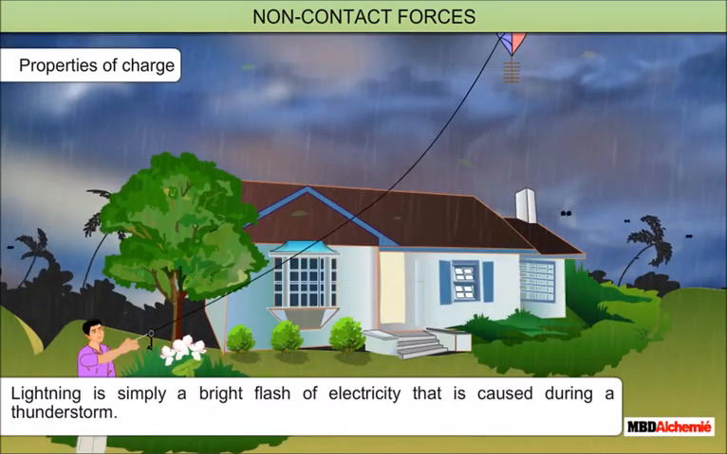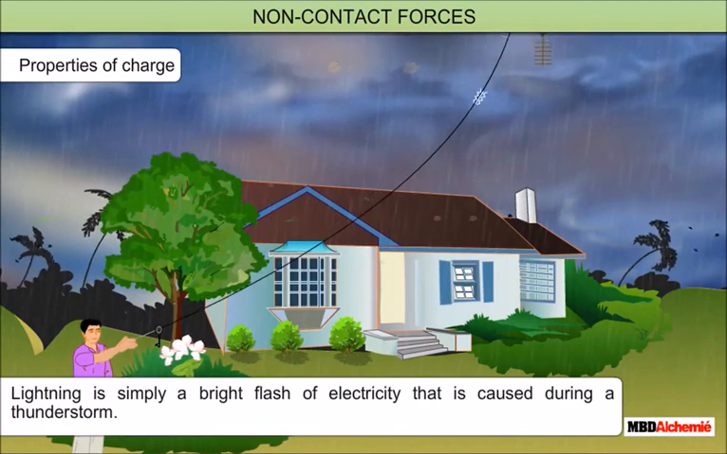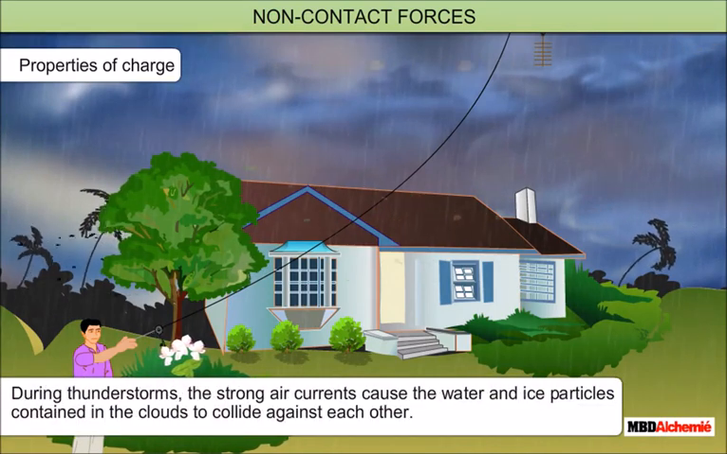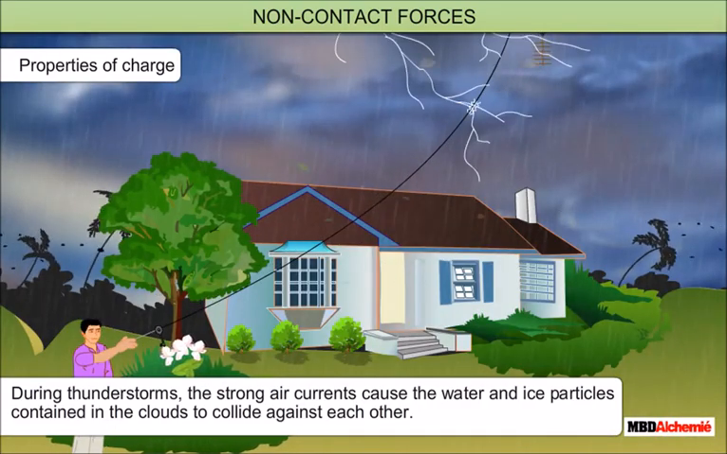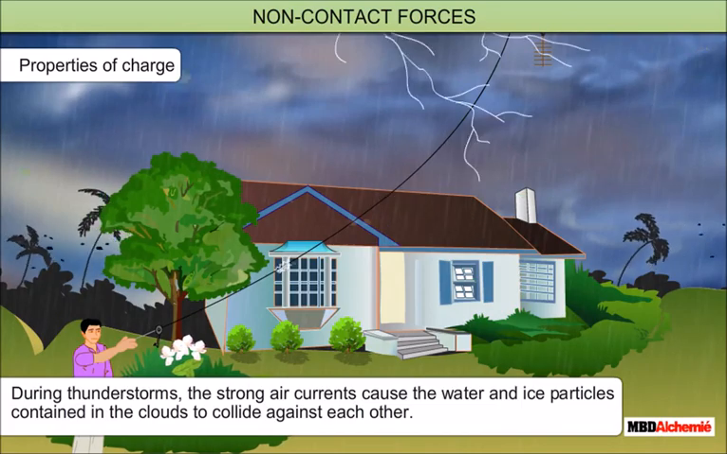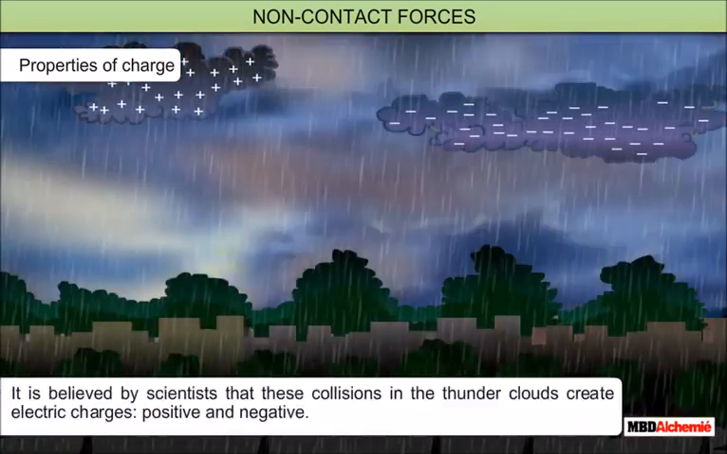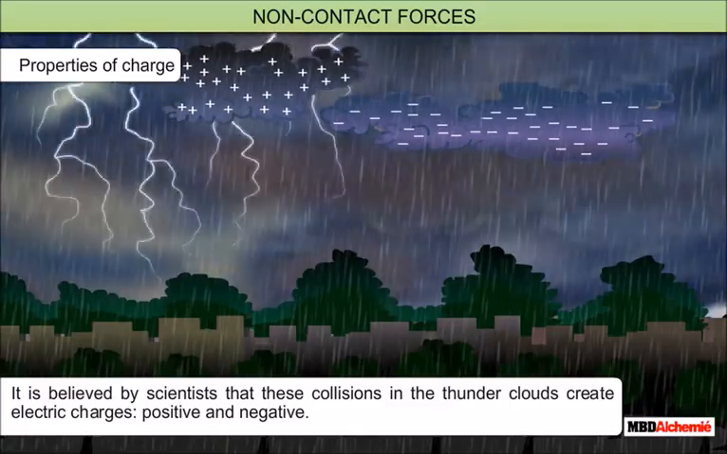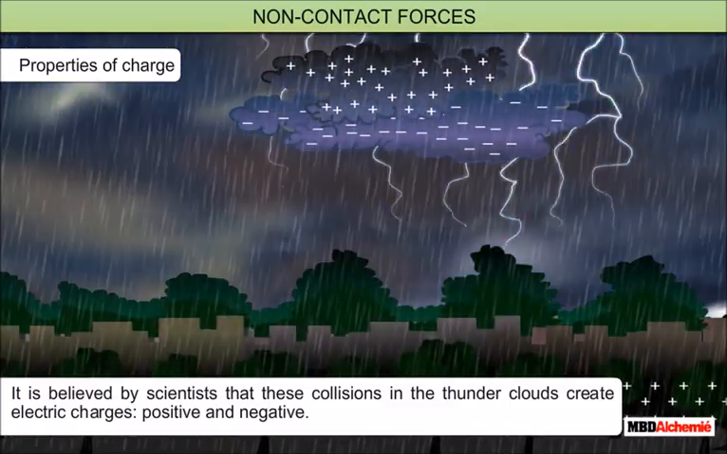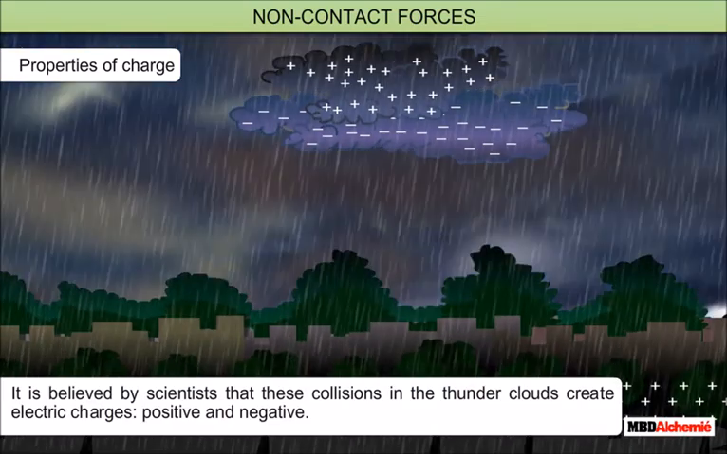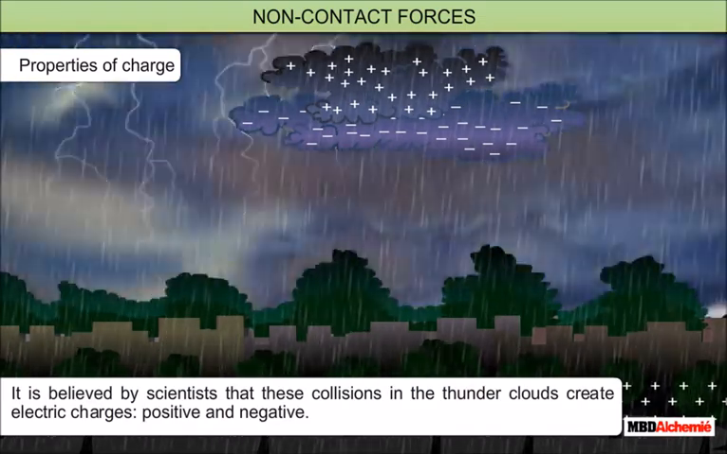Lightning is simply a bright flash of electricity that is caused during a thunderstorm. During thunderstorms, the strong air currents cause the water and ice particles contained in the clouds to collide against each other. It is believed by scientists that these collisions in the thunderclouds create electric charges, positive and negative.